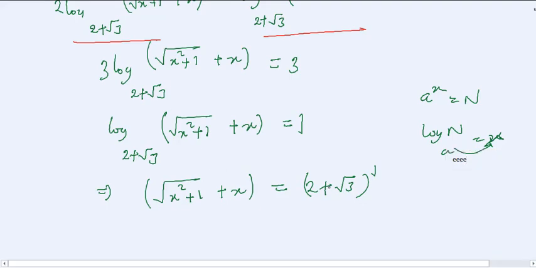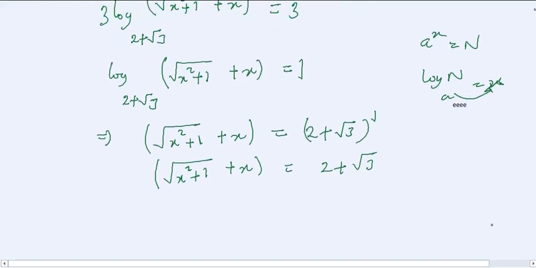So let's continue. Anything raised to power 1 is still the same thing as that, and so I have square root of x squared plus 1 plus x is equal to 2 plus root 3. The next thing I'm going to do now is I can just compare both sides. By comparing, you see that x will be root 3, but I don't want to do that. Look at what we are going to do next. I have square root of x squared plus 1 is equal to 2 plus root 3 minus x. That is the next thing I'm going to do.